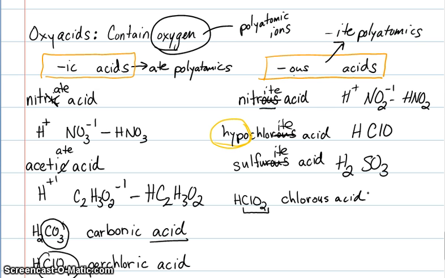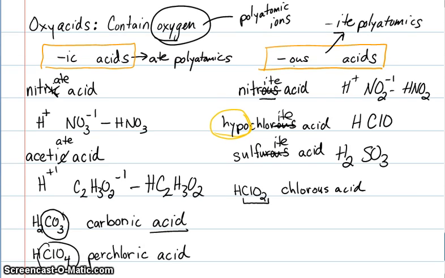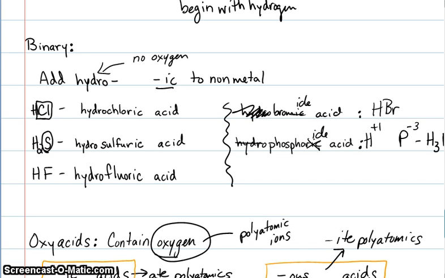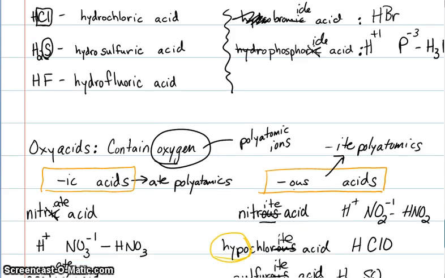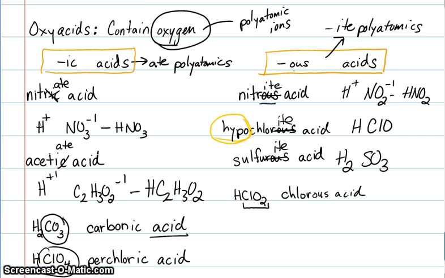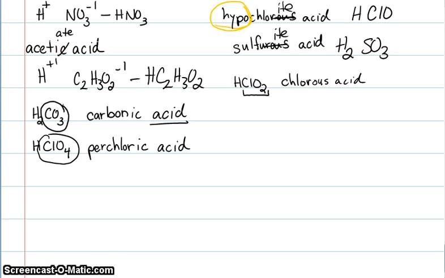Alrighty, so those are our acid rules. So remember, we have 3 types of acids, if you want to divide them up: binary acids, ic oxyacids, and us oxyacids. And that is the end. Thank you for listening.